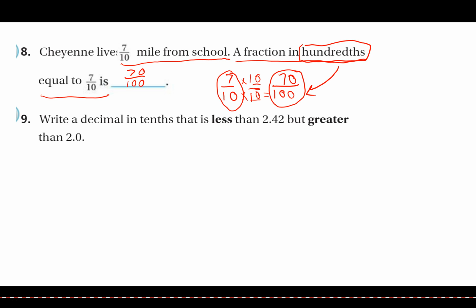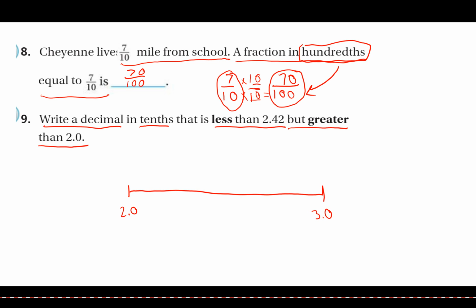All right, number 9, write a decimal in tenths that is less than 2.42, but greater than 2.0. Okay, so if I wanted to, I could draw a number line, for example, where 2.0 would be my first number on the number line, and I could go all the way up to 3.0. And so right in the middle, we remember our place value, is going to be 2.5. Okay, so where would 2.42 be on this number line?